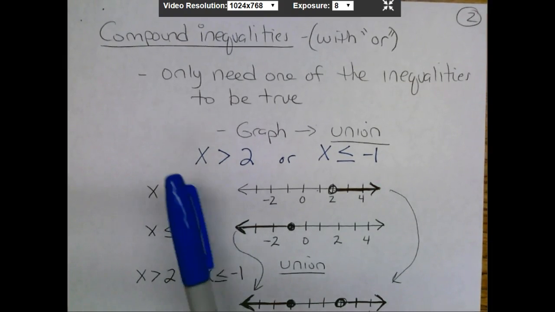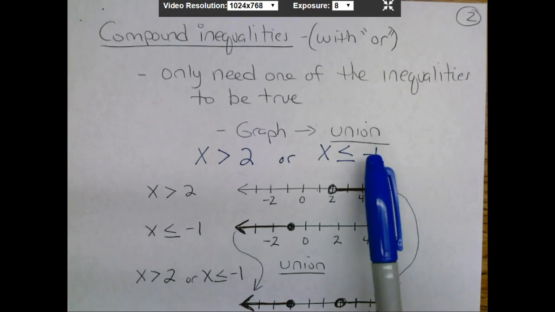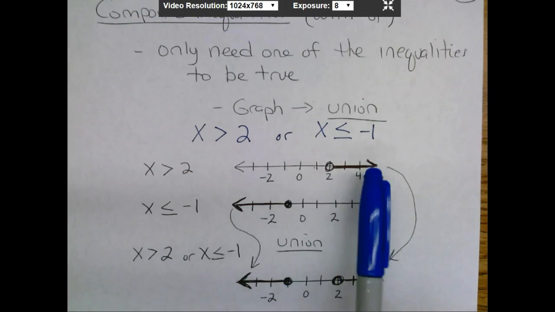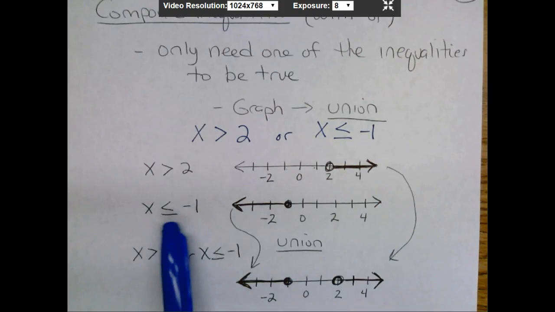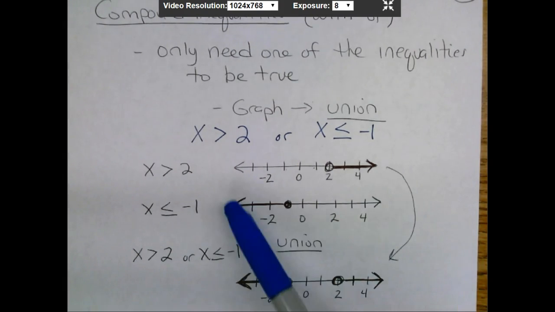So here if we have this one, x is greater than 2, or x is less than or equal to negative 1. So we just graph each one. We have x is greater than 2, here's that graph right here. x is less than or equal to negative 1, here's that graph. And then we just take both of them and stick them on a graph.